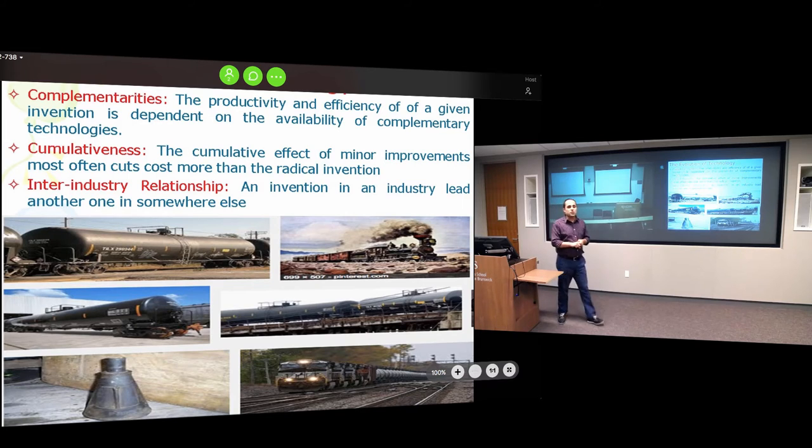Here we also talk about the evolution of technology. It's based on three important sub-themes. The first is complementarities of these technologies. This complementarity can be explained as the productivity and efficiency of a given invention being dependent on the availability of its complementary technologies.